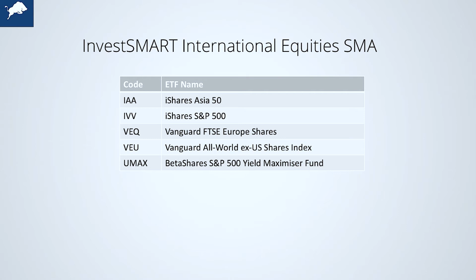Now this one I didn't speak about, but it's the UMAX, which is the BetaShares S&P 500 Yield Maximizer Fund. What this particular fund does, and yes it is smart beta, is it produces additional income. So a lot of people don't invest internationally because the yield's not there for them. Well, the guys at BetaShares have tried to get around that, and what they do here is they hold the S&P 500 in this ETF, then they write covered call options over those 500 stocks.